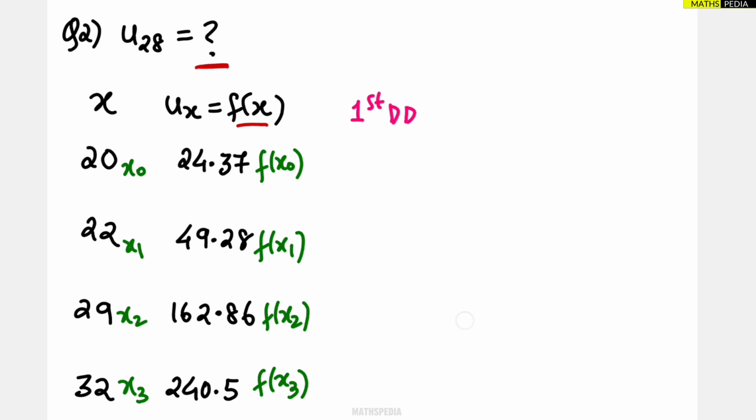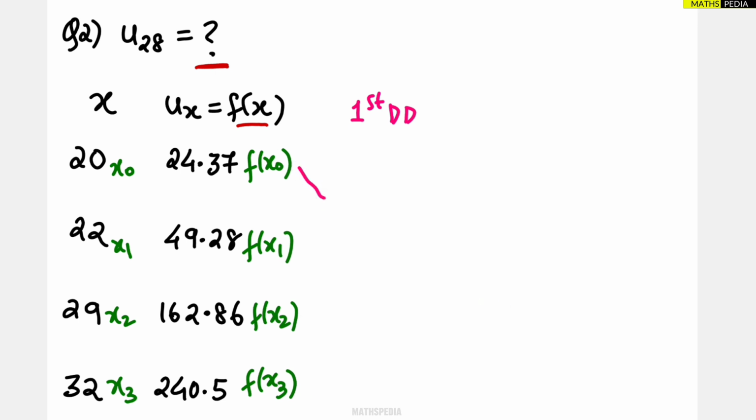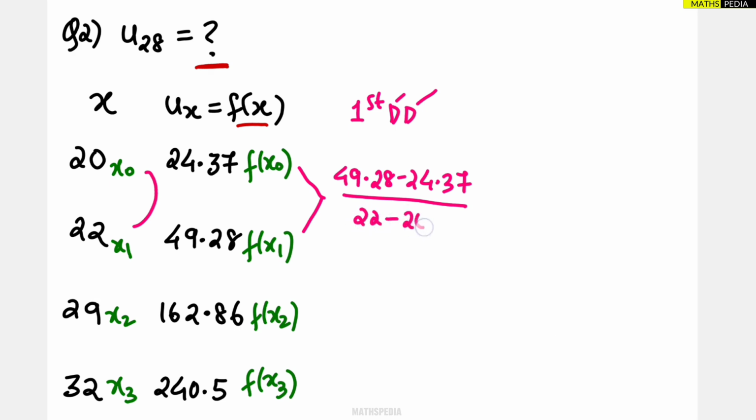So how to form that? Subtracting this and this, f of x1 minus f of x0. That means the lower one minus the upper one, 49.28 minus 24.37, divided by the divided difference. What do you have to divide by? The corresponding x values, x1 minus x0. It is 22 minus 20. How much will we get? We'll be getting the value as 12.455. Simple.